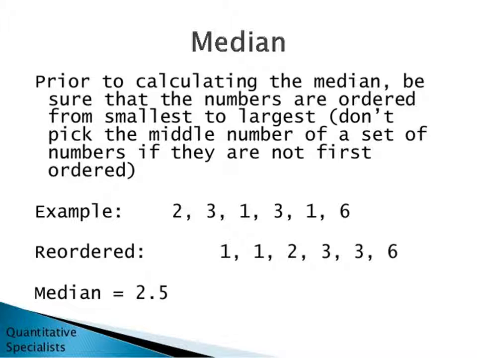Again, I keep stressing that when you take a median, before you find the median or calculate it, make sure that you arrange the numbers from smallest to largest. In our example here, we have 2, 3, 1, 3, 1, 6. Put them in order from lowest to highest. We get 1, 1, 2, 3, 3, 6. We see 2 numbers in the middle, 2 and 3, since this is an even number of numbers, and you take the average of 2 and 3, and you get 2.5.